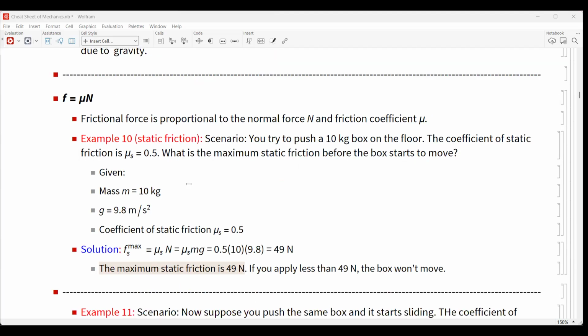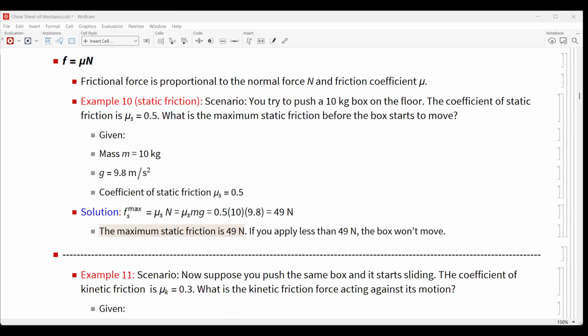Example 10, static friction. Scenario: you try to push a 10-kilogram box on the floor. The coefficient of static friction is 0.5. What is the maximum static friction before the box starts to move? So the given here: mass m equals 10 kilograms, acceleration due to gravity 9.8 meters per second squared, coefficient of static friction 0.5.